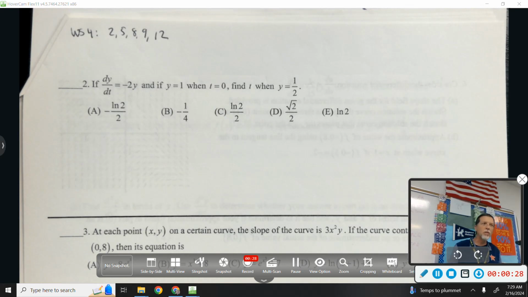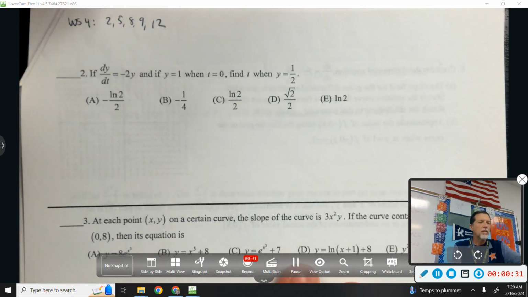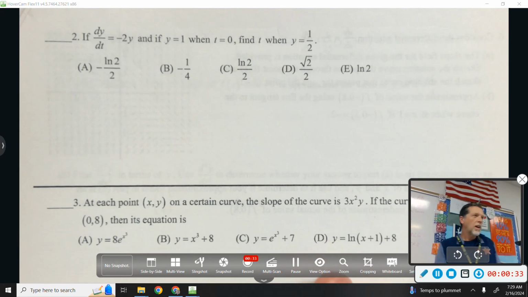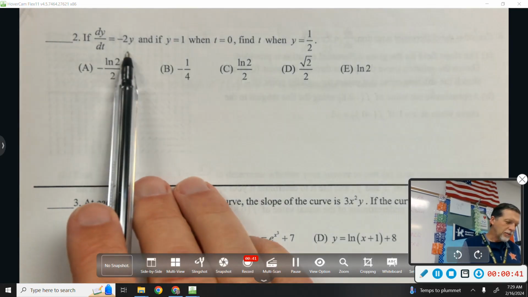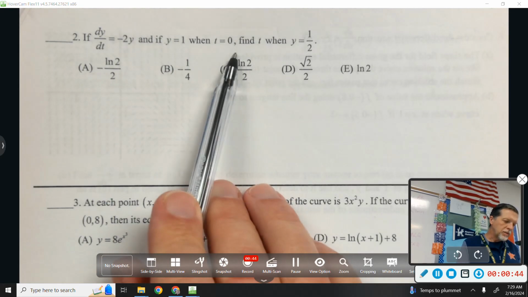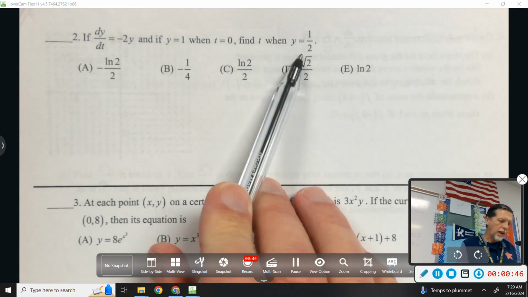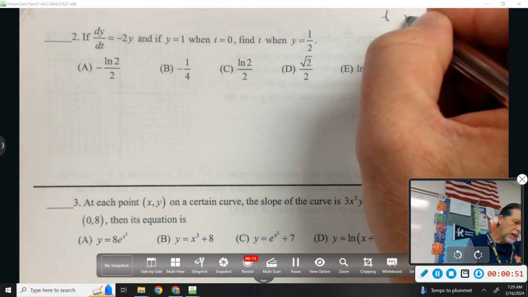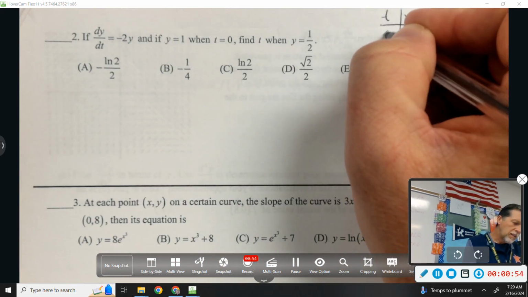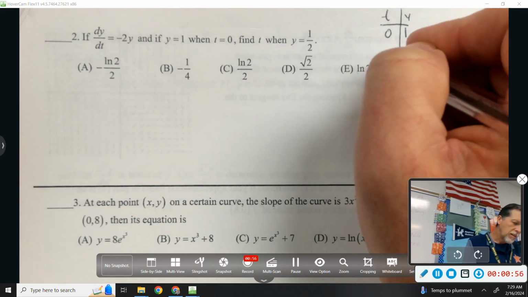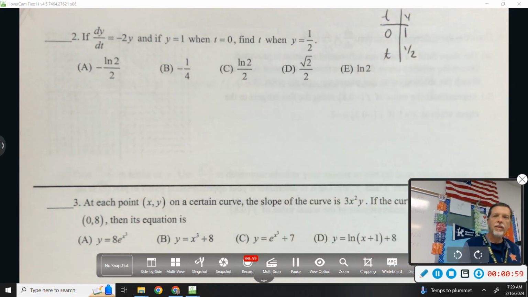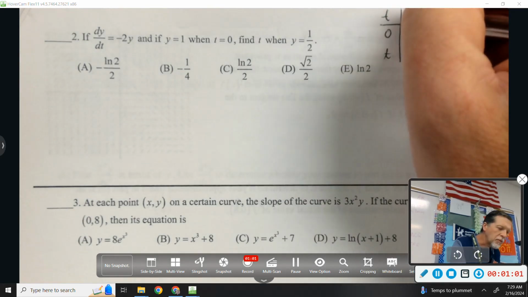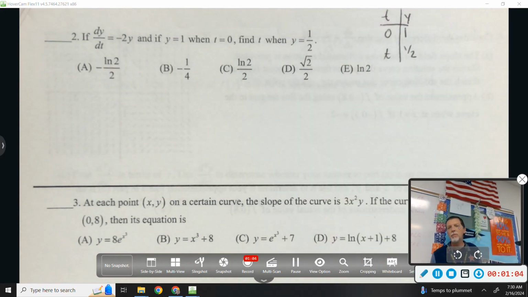So let's look at the review worksheet and go over a few of these. Number 2. If dy dt equals negative 2y, y equals 1 when t equals 0, find t when y equals 1/2. Okay, so that's a lot of information. T and y. T is 0, y is 1. Find t when y is 1/2. I don't know that I have to put the information as a table, but that helps me kind of organize things.